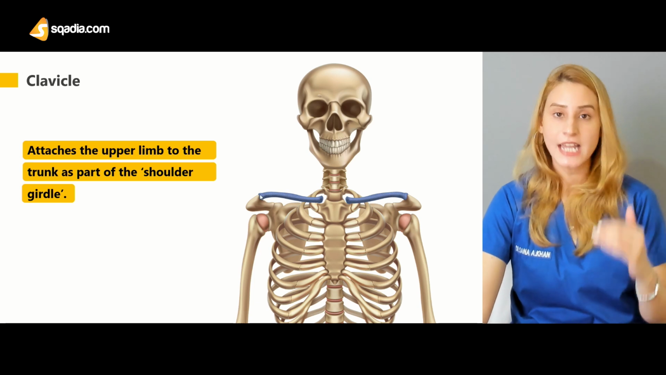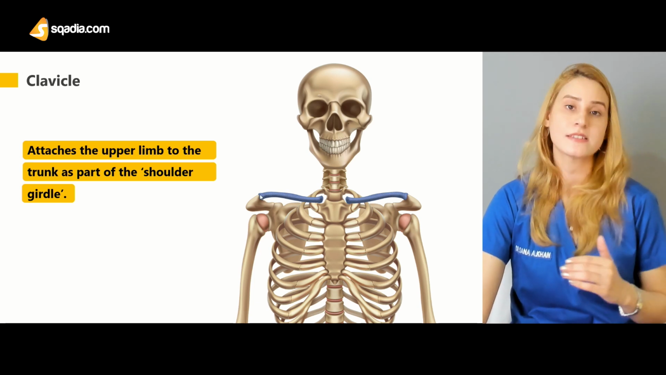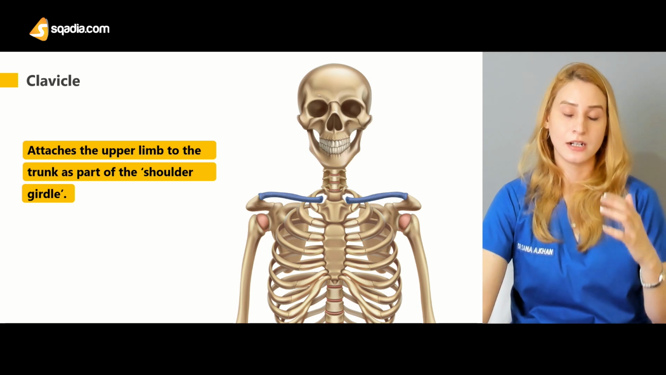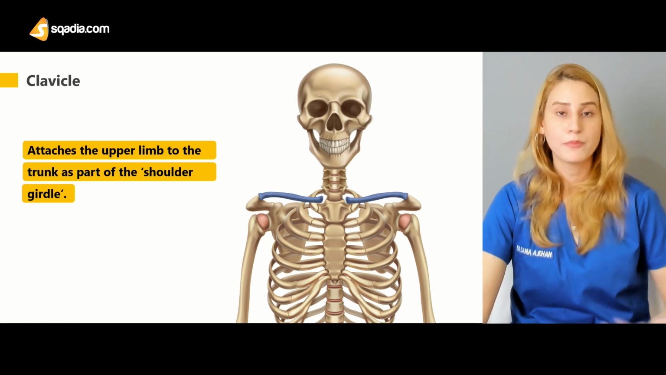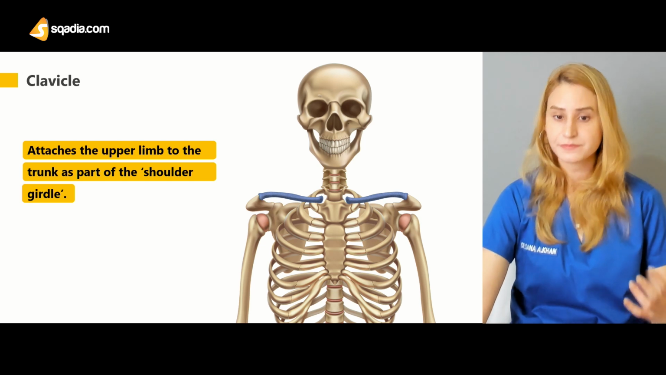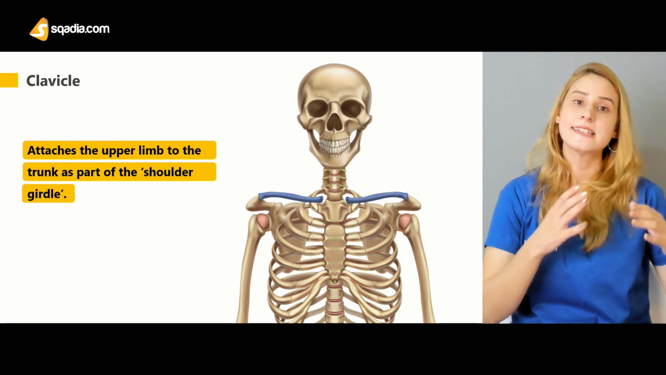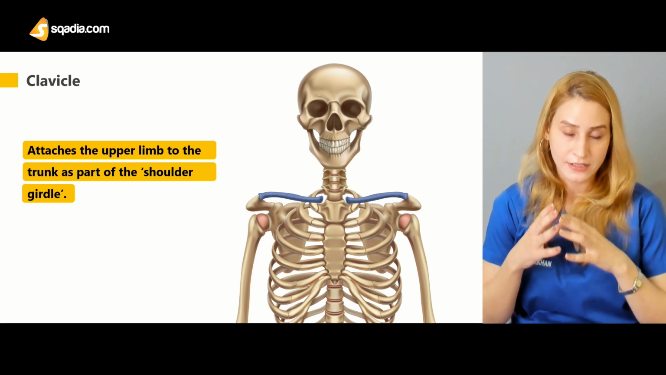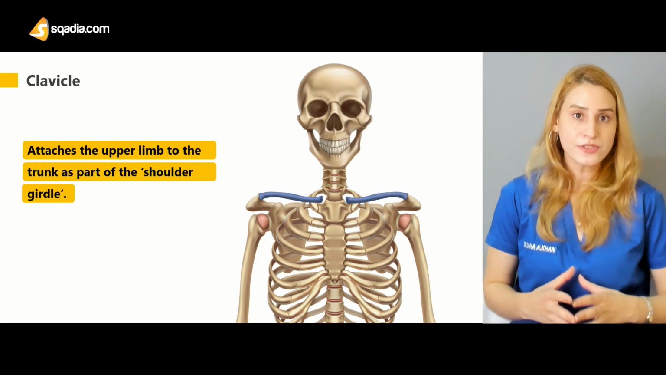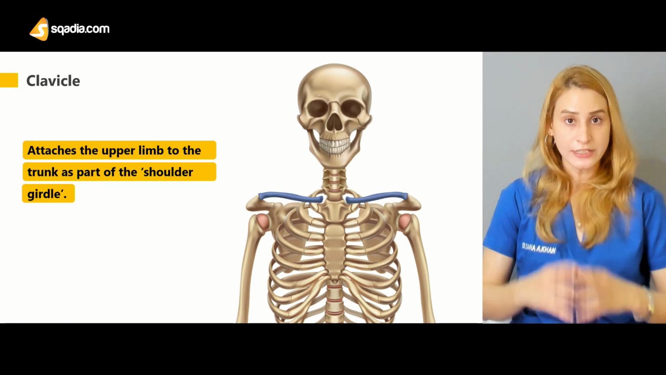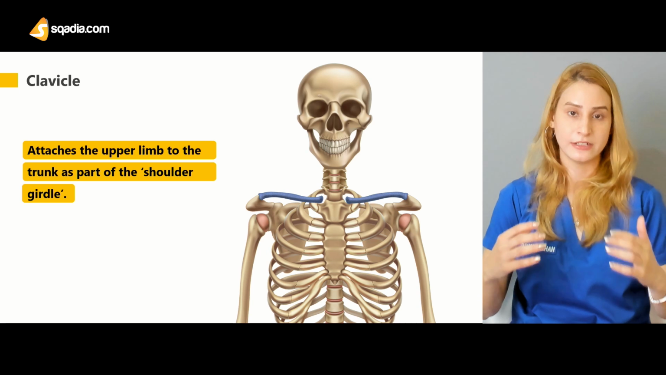lateral end attaches to the acromion process of the scapula, which is a triangular bone, and it's also part of the shoulder girdle. Now, these two important bones, it's important to understand that clavicle and scapula, these are the most important bones, and they are a part of a shoulder girdle. They're making up a shoulder girdle, okay?